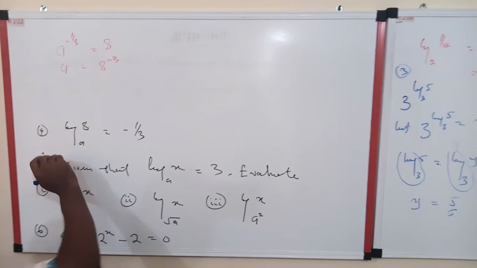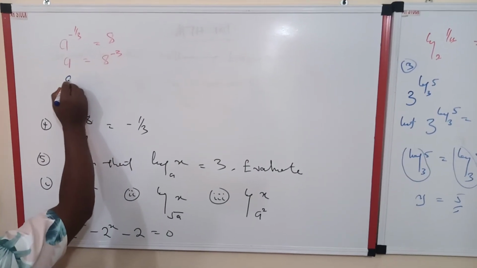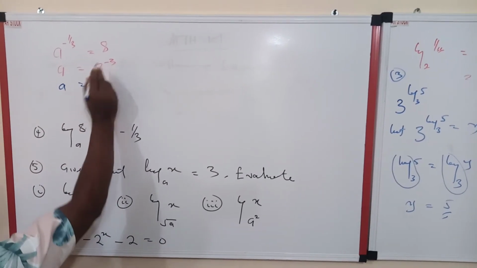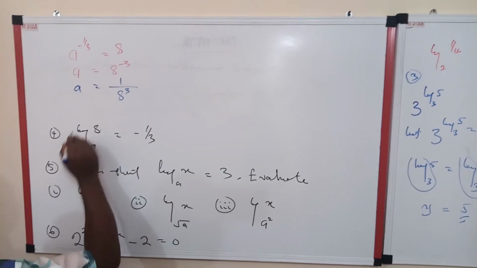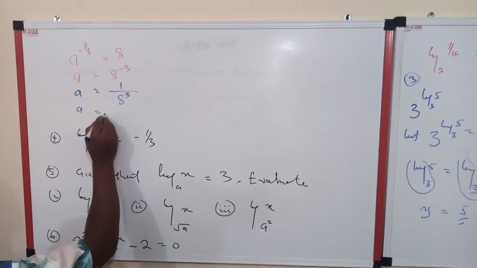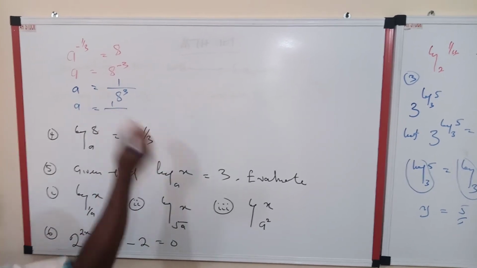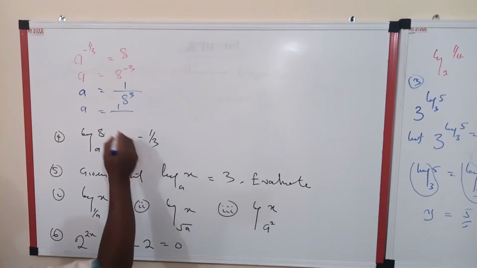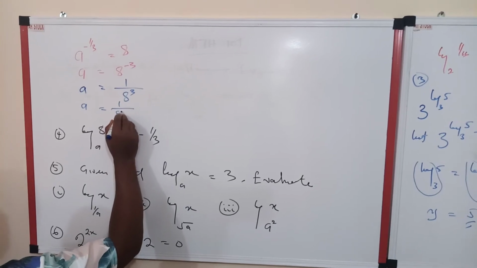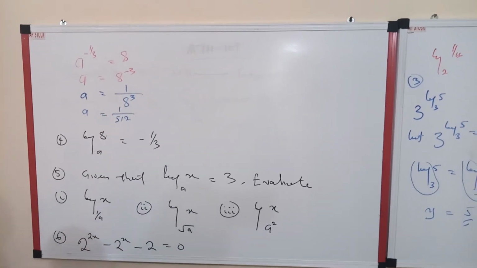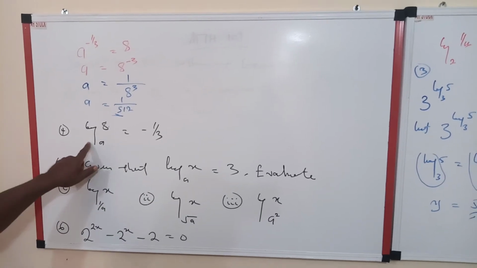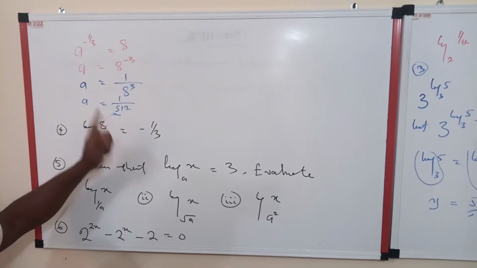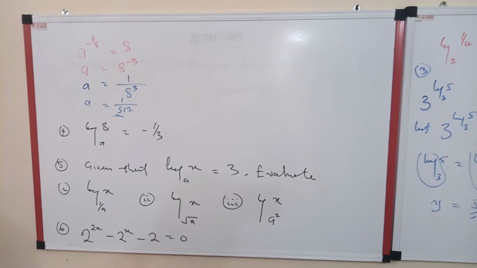This expression that we have here, you can also rewrite it as this, eradicating this negative sign, you have 1/8^3. And your A is therefore 1/8 times 8 times 8, which will give us about 512 or so. So this is what we are likely to have. So from this one, you just determine the value of A, and that is the job done.